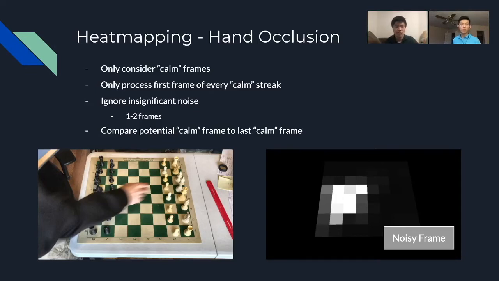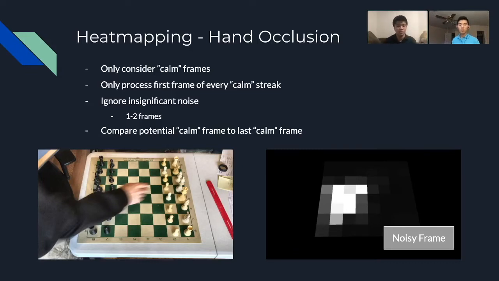Now, one situation that comes up a lot is that a player will put their hand on a piece and then leave it there to think about it. With the heat mapping method from frame to frame, this will now look like it is a new calm streak because nothing is changing. The player's hand is sitting still on the piece.